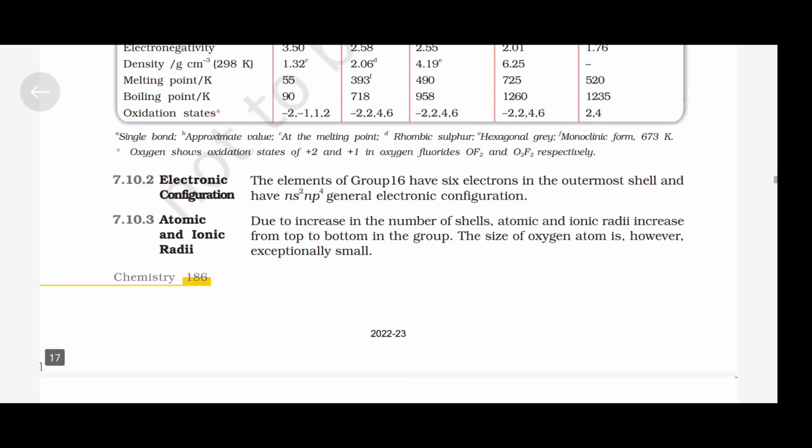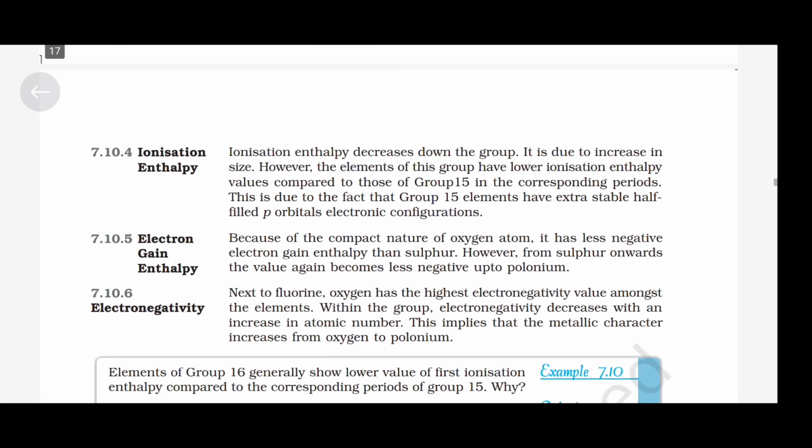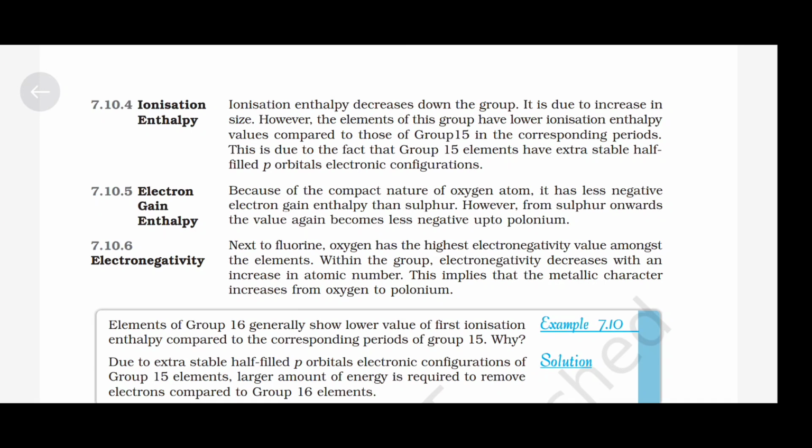Electronic configuration. The elements of group 16 have 6 electrons in the outermost shell and have ns2np4 general electronic configuration. Due to increase in the number of shells, atomic and ionic radii increase from top to bottom in the group. The size of the oxygen atom is, however, exceptionally small. Ionization enthalpy. Ionization enthalpy decreases down the group. It is due to increase in size.